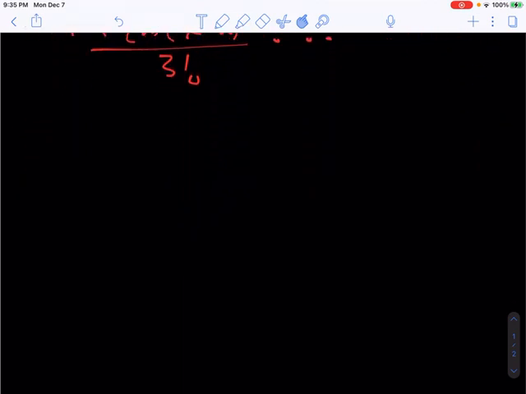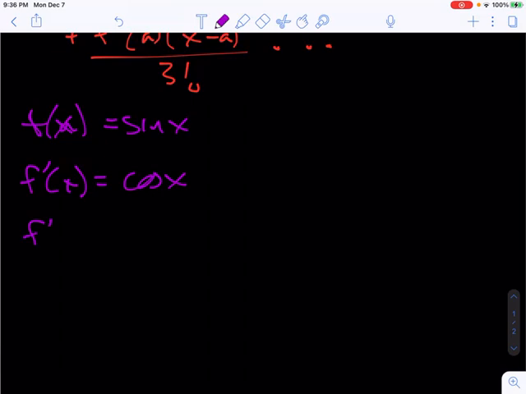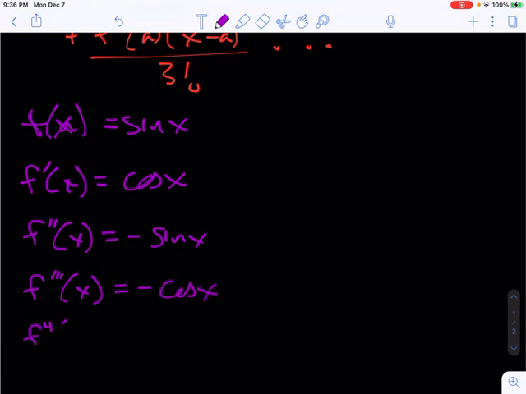So first of all, we have f of x is the sine of x. And the first derivative, f prime of x, is equal to the cosine of x. f double prime of x is negative sine of x. f triple prime of x is negative cosine of x. And we can keep doing this. I'm just going to go one more. The fourth derivative is back to sine of x again.